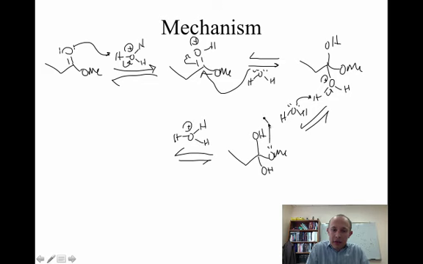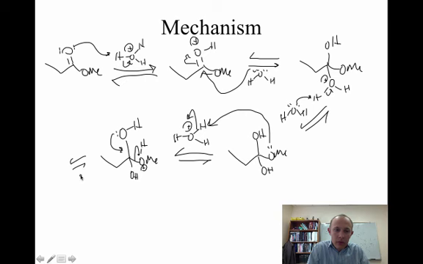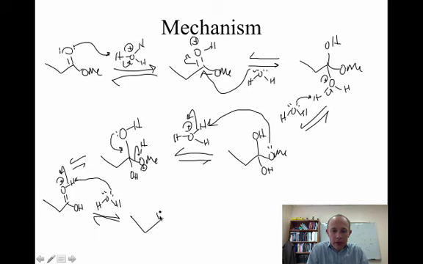Hopefully you're recognizing a recurring theme here. If you want to make it into a leaving group, you protonate it. Now that it's a good leaving group, we can reform our carbon-oxygen double bond, kick this guy out, and what do we get? Well, we get our protonated carboxylic acid, which can then lose a proton to a molecule of water to give our ultimate carboxylic acid.